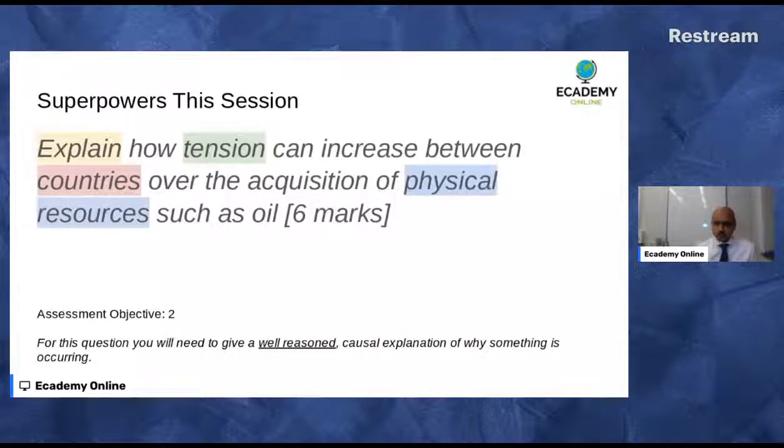So without using your book at home, your notes or whatever, see if you can remember some examples of tensions between countries, and think of some different examples besides oil that you may or may not have studied. Just give you guys another 30 seconds.